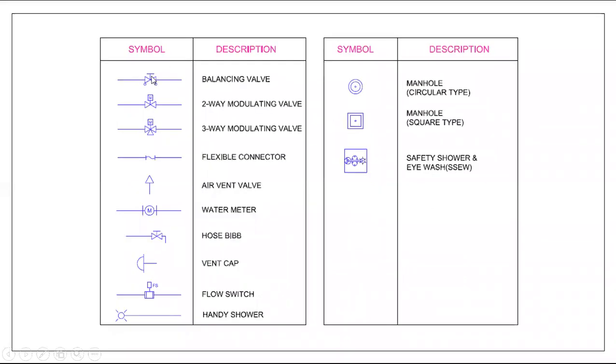Balancing valve, you have to show like this only. Two-way modulating valve, you have to show like this only. These three valves come in the instrumentation system only. Three-way modulating valve, and the flexible connector. Flexible connector we will show in our plumbing system.